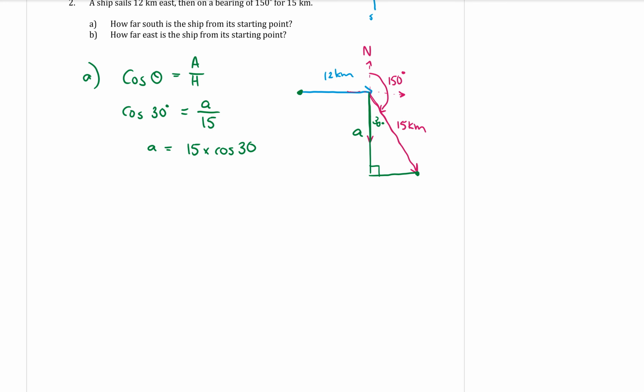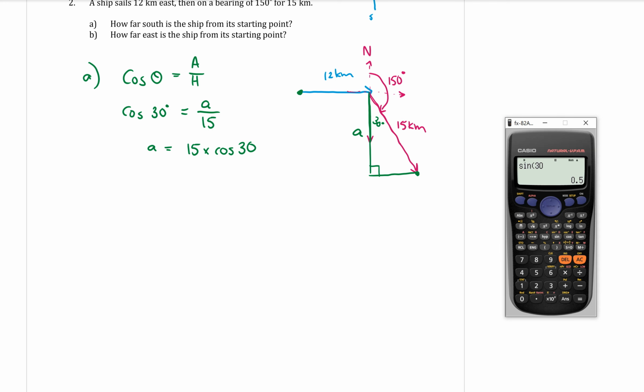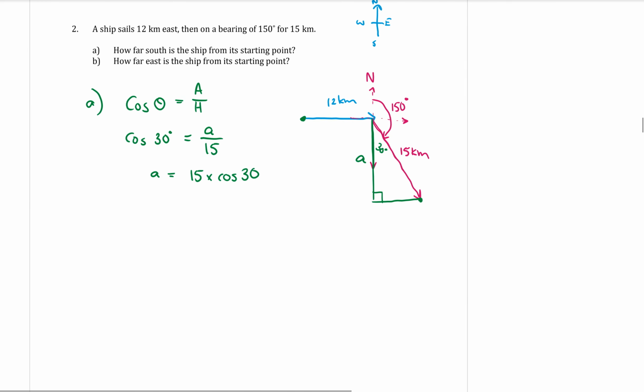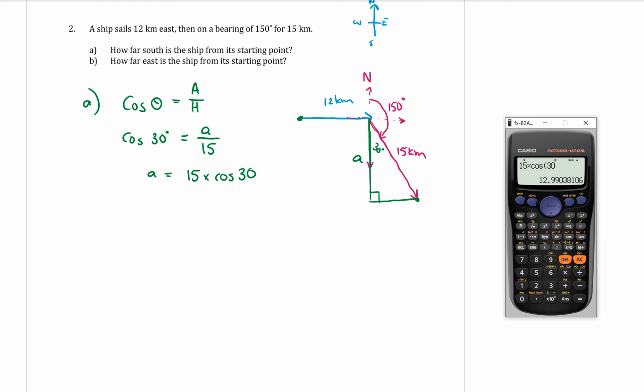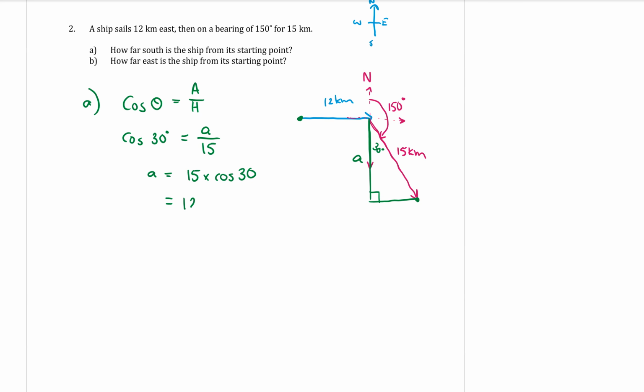And we type that in our calculator. Okay, and we get, just looking to see if we're told where to round, nope. So we're going to do 2 decimal places here. 12.99, and the units are kilometers, and I'm just going to put 2 dp after that because that's where I chose to round it.